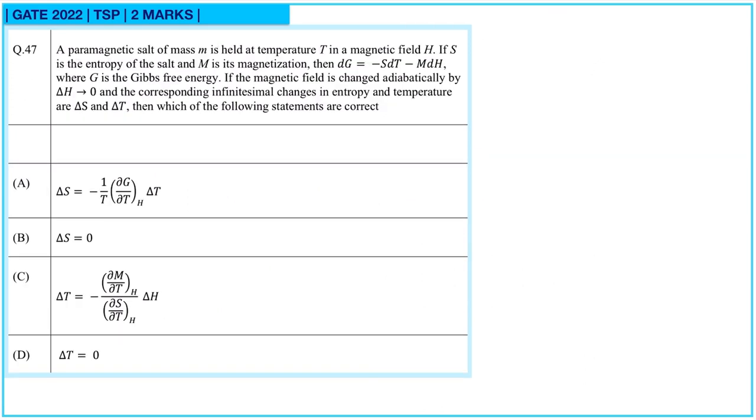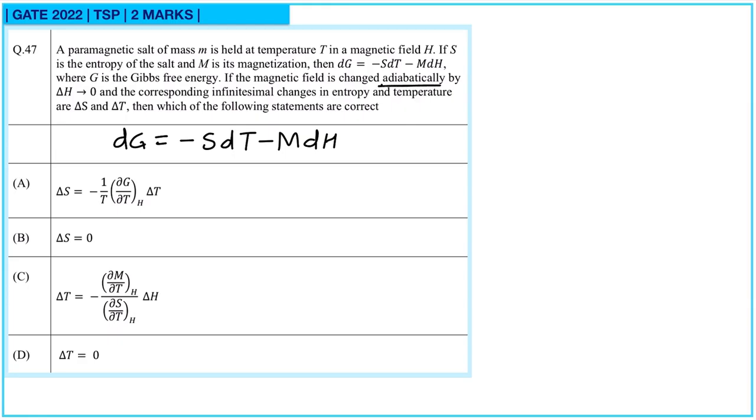Question 47. A paramagnetic salt of mass m is held at temperature T in a magnetic field H. If S is the entropy of the salt and M is its magnetization, then we have dG = -S dT - M dH, where G is the Gibbs free energy. If the magnetic field is changed adiabatically by delta H, which is tending to 0, and the corresponding infinitesimal changes in entropy and temperature are delta S and delta T, then which of the following statements are correct?